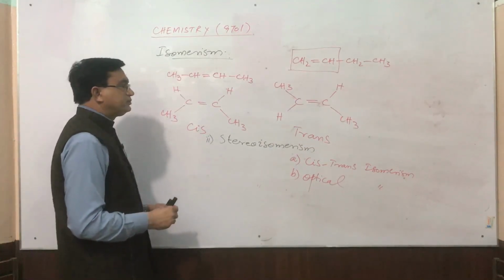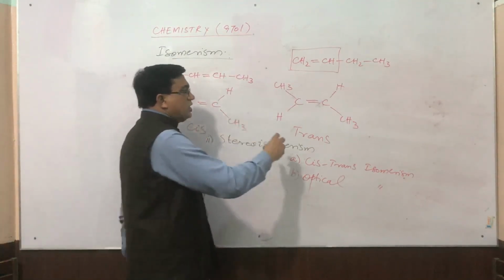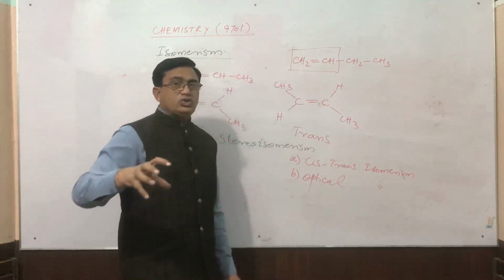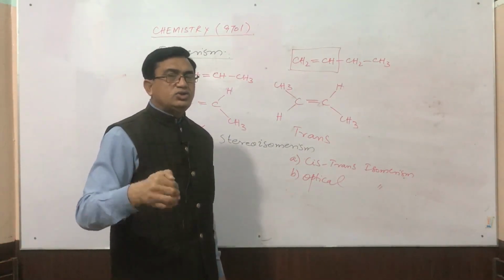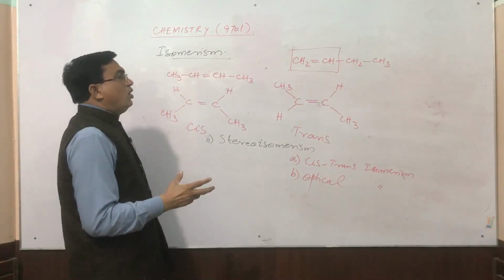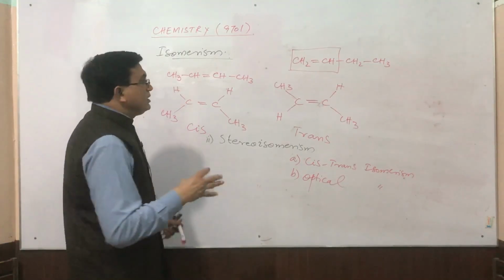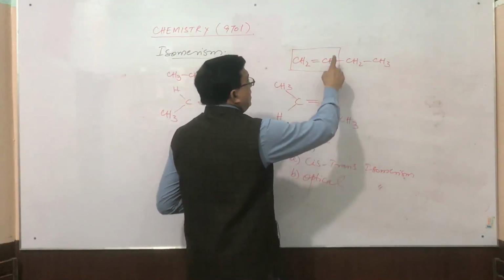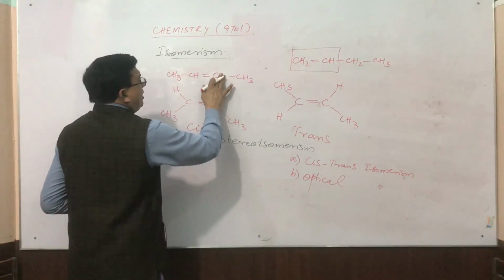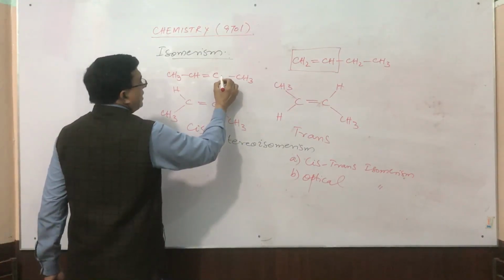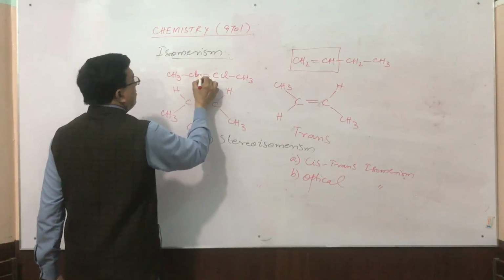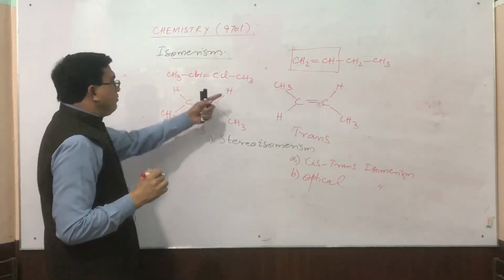But remember, in cis-trans isomerism, we also consider the nature of the atom or group of atoms. For example, here in this case, one carbon atom contains chlorine instead of hydrogen and the other contains bromine. Then what will happen?